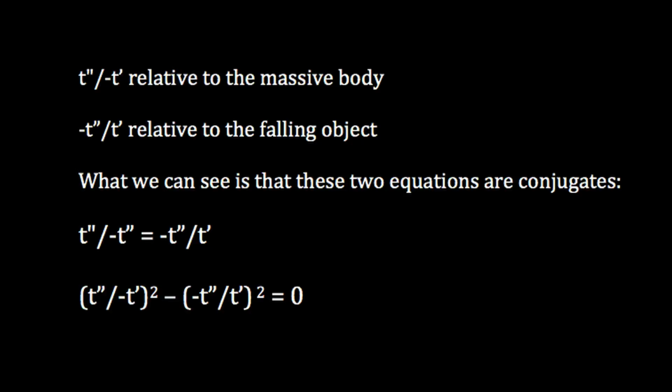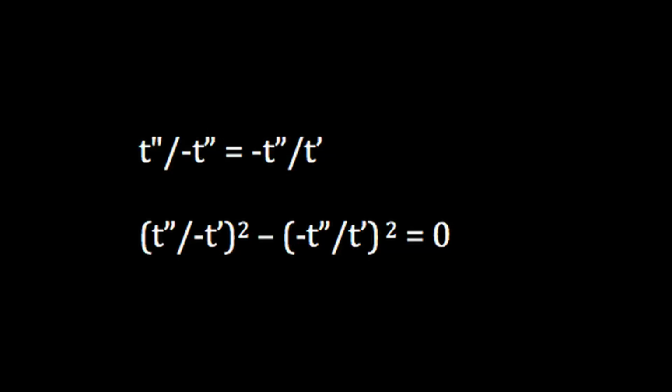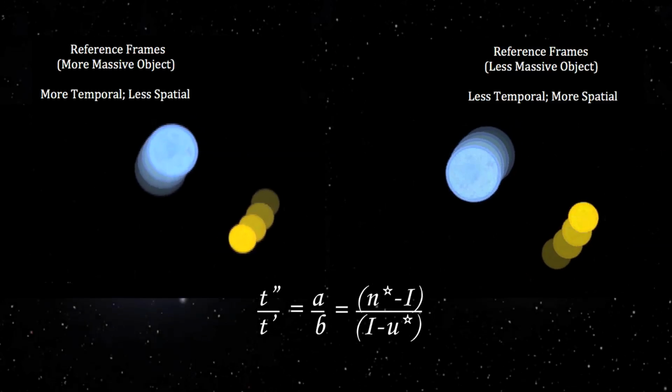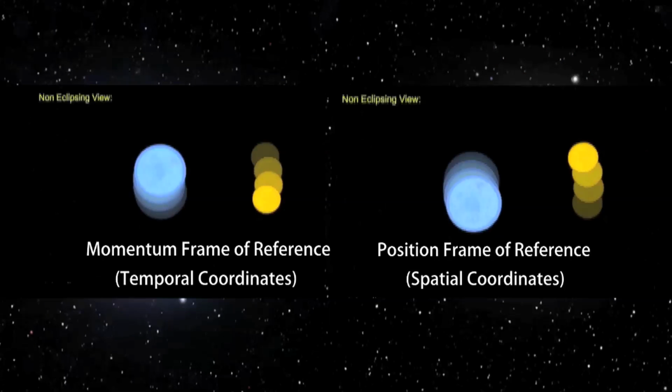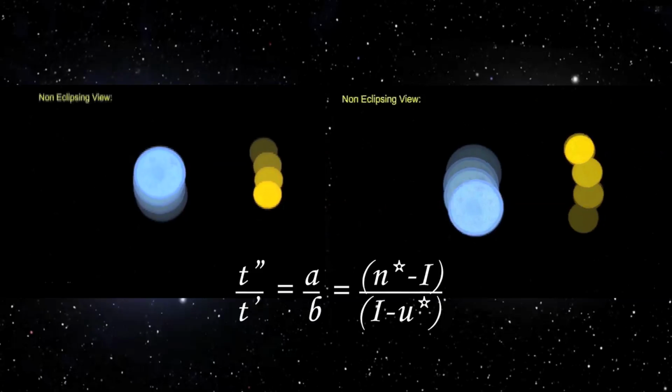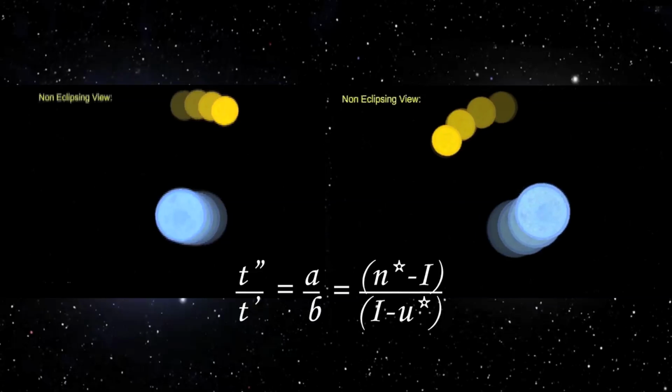From here, we can derive two equations for acceleration, one relative to the falling object, the other relative to the massive body. What we can see is that these two equations are conjugates. Therefore, both masses are experiencing the same acceleration, though not in the same way. The new definitions of mass and acceleration are consistent with and reinforce Einstein's equivalence principle.